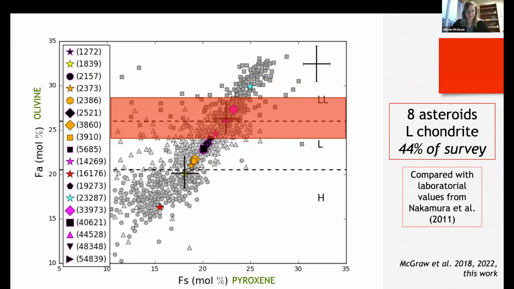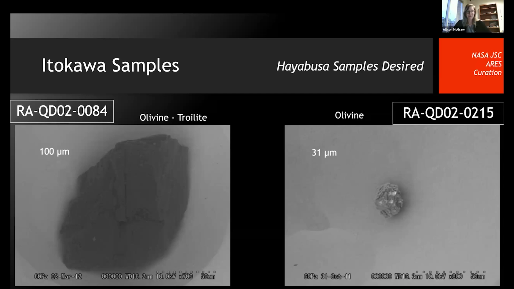Oh, sorry, the error bars again. One more. So this leads me to the Itokawa samples. And so I've identified two main samples that I'd like to use for my investigation for these triple L research. One that is olivine and rich in troilite, the sample here on the left with the coded name that I will just call 84. It's 100 microns wide. And I would also like to focus on a sample that is predominantly purely olivine, and that is sample 215 listed on the right, and it's 31 microns wide.